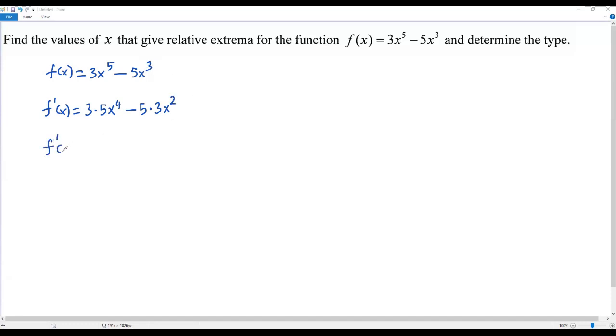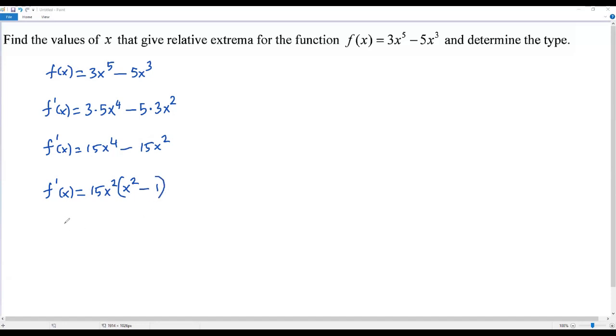Now let's do some simplification. 3 times 5 is 15x^4, minus 5 times 3 is 15x^2. Now we can factor this expression. We should find the greatest common divisor for these two terms. The greatest common divisor is 15x^2. So we can factor out 15x^2, and we get x^2 - 1 inside the parentheses.